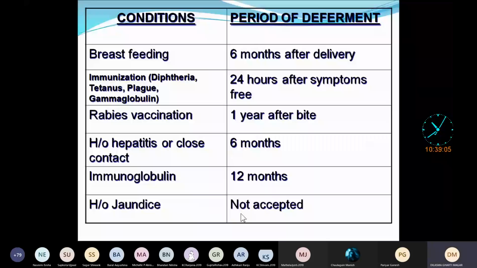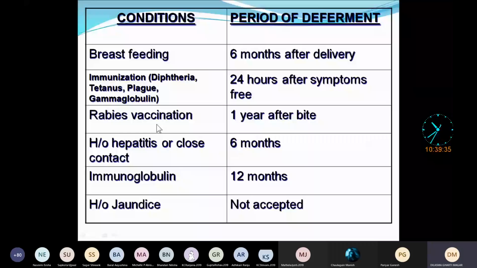So I'll repeat this slide once again. Breastfeeding, 6 months after delivery, or breastfeeding women, we will not take the blood. And in case of immunization like diphtheria, tetanus, plague, and gamma globulin, the person has to be symptom free for 24 hours. And in case of rabies vaccination, 1 year after the bite, means 1 year after rabies vaccination, only then can we take the blood.